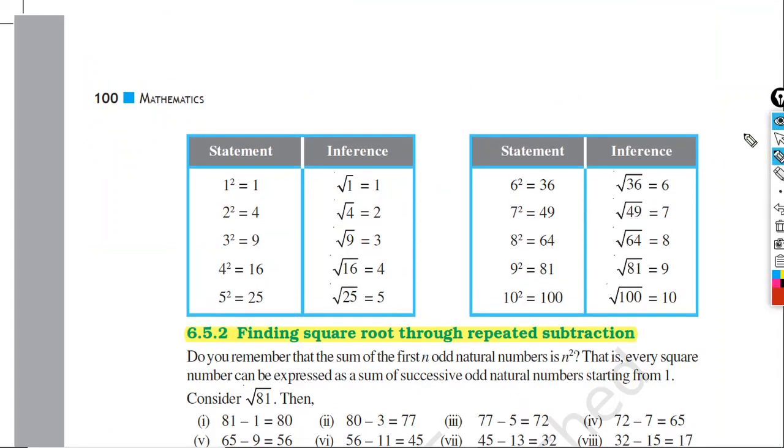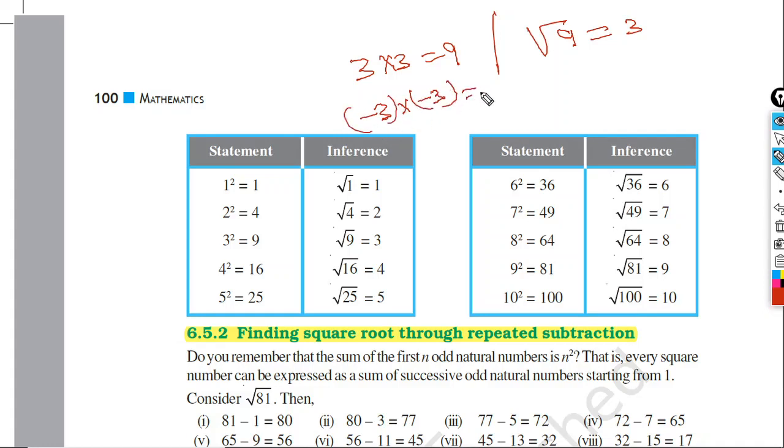Okay, there is one more concept. Suppose 3 into 3 is equal to 9. Similarly, in other words, we can say square root of 9 equal to 3. But minus 3 into minus 3 is also equal to 9. So we can say square root of 9 is minus 3 also, isn't it?